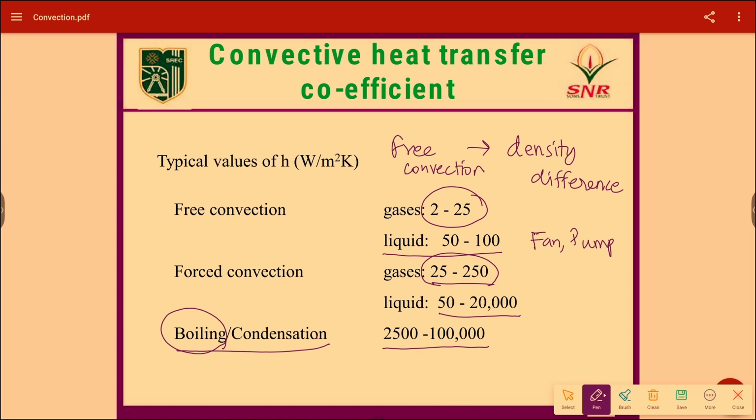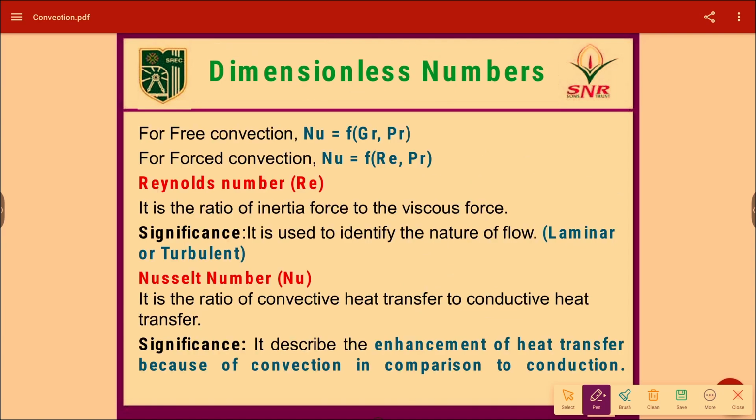Again, I am saying we can compare the values of k and h. k is a property. For aluminium, this is the value of k. For copper, this is the value of k. This all will come in the conduction mode of heat transfer. But I cannot say that for water this is the value of h, or for air this is the value of h. It depends upon other parameters also. The convection mode of heat transfer depends upon several dimensional numbers.